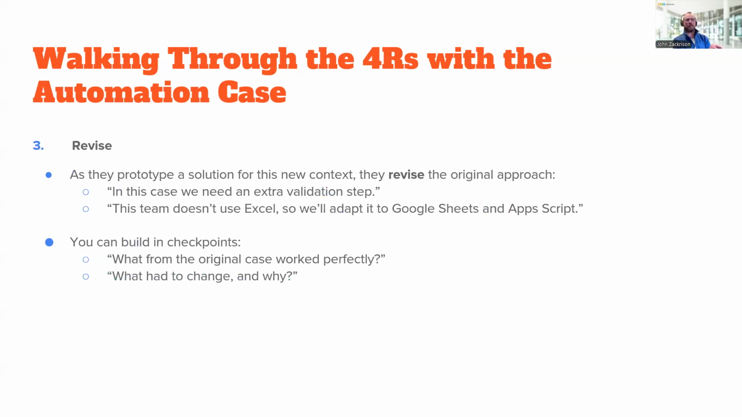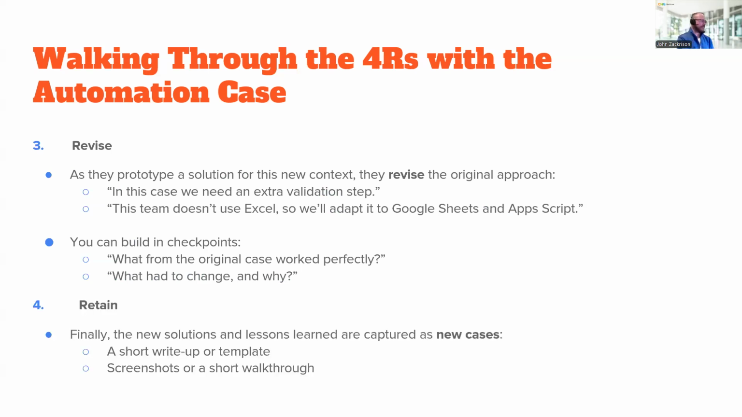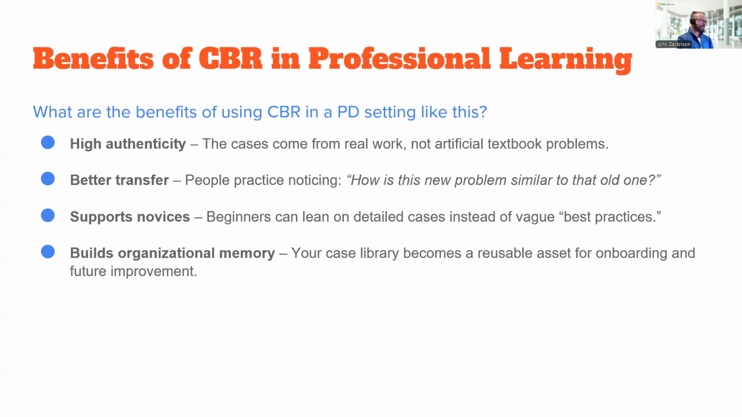And you might ask yourself, okay, what worked perfectly in the automation, and what might we need to change in our process? And then, of course, finally, you retain this. So this new automation of your process becomes your new standard work, and you can add that to your library of automation projects. And so people later on can use that to solve their situation.